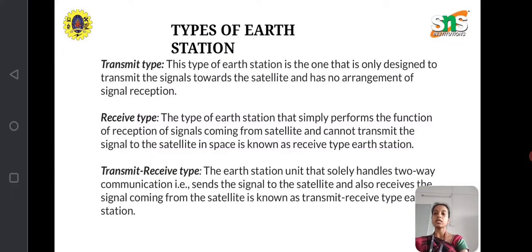Next, the receive type. The type of Earth station that simply performs the function of receiving the signal from the satellite and cannot transmit the signal to the satellite in space is known as the receive type of Earth station. Next is the transmit and receive type. Here we have two-way communication: we can receive the signal from the satellite and also transmit the signal to the satellite. This is called the transmit-receive type.